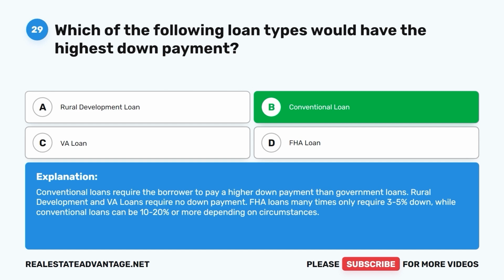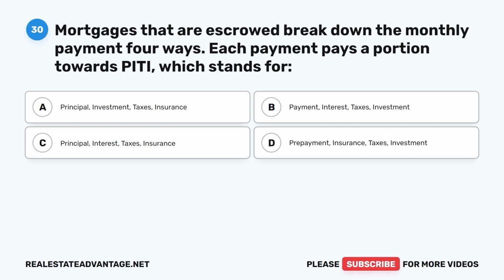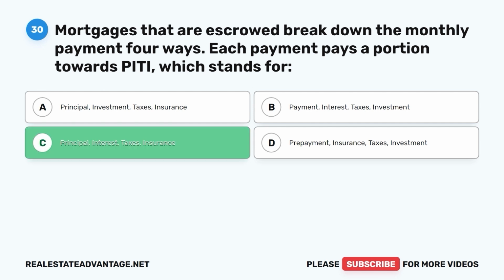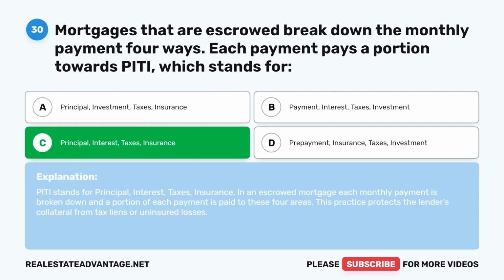Question 30. Mortgages that are escrowed break down the monthly payment four ways. Each payment pays a portion towards PITI, which stands for A. Principal, Investment, Taxes, Insurance. B. Payment, Interest, Taxes, Investment. C. Principal, Interest, Taxes, Insurance. D. Prepayment, Insurance, Taxes, Investment. The correct answer is C. Principal, Interest, Taxes, Insurance.